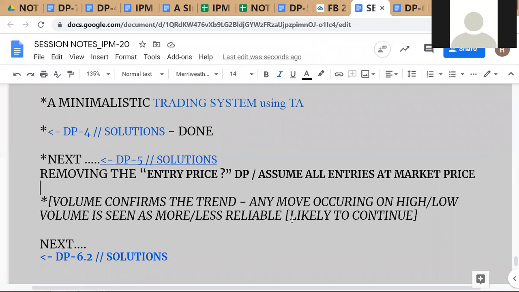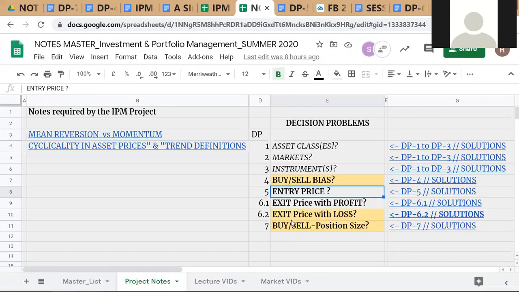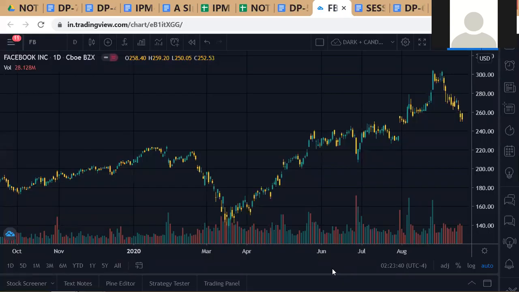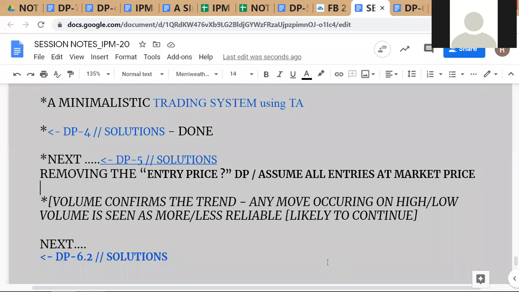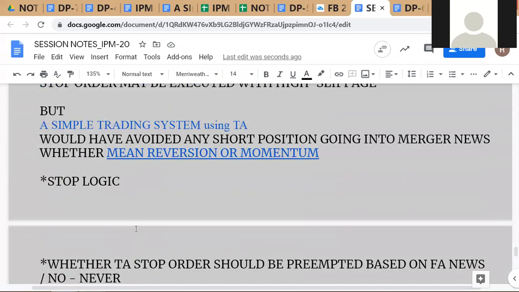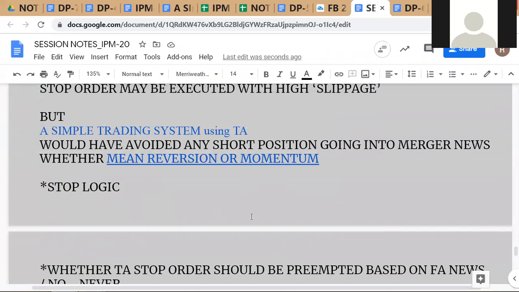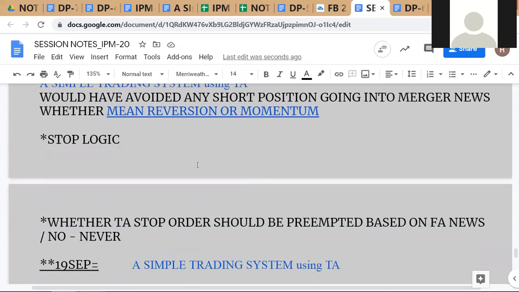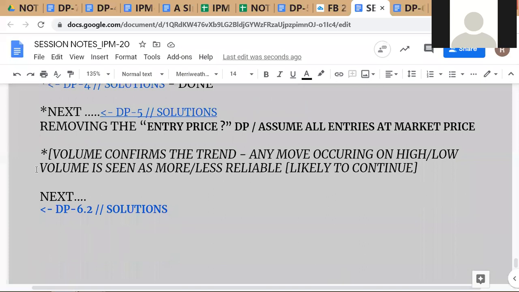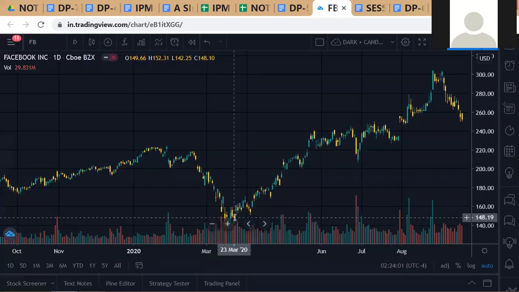6.2 essentially is the stop logic. Okay, exit price with loss. So essentially it's the stop logic, which we have already covered in the previous session. We had an extensive discussion about immunomedics and many other examples of charts, but we'll repeat it once again. Now we're going to talk about the 6.2 solutions. Okay, we're moving through each of the solutions. So let's go to 6.2.